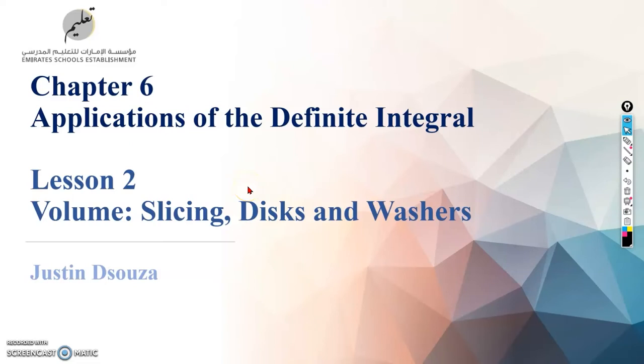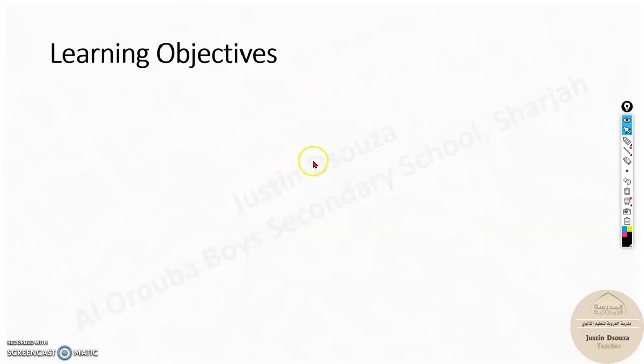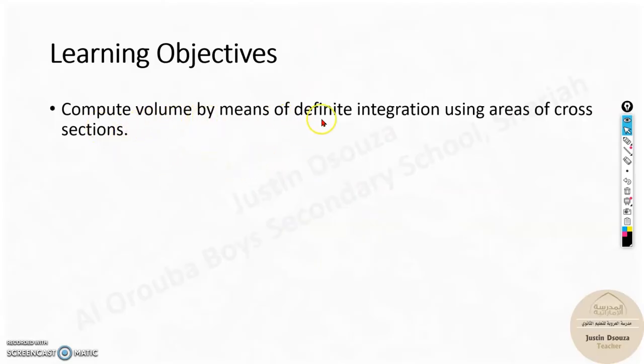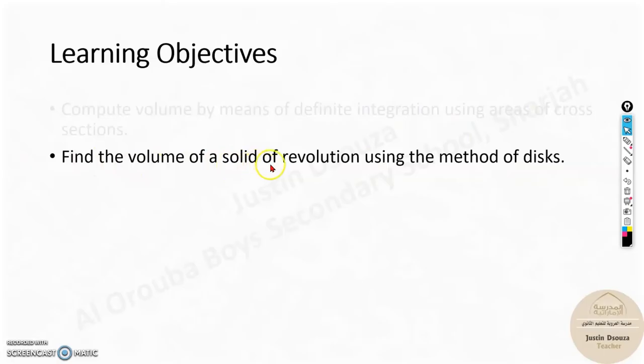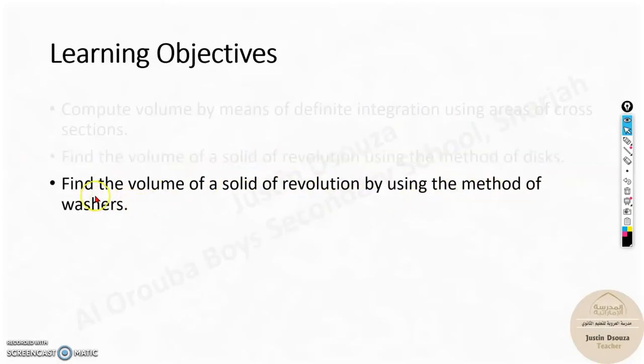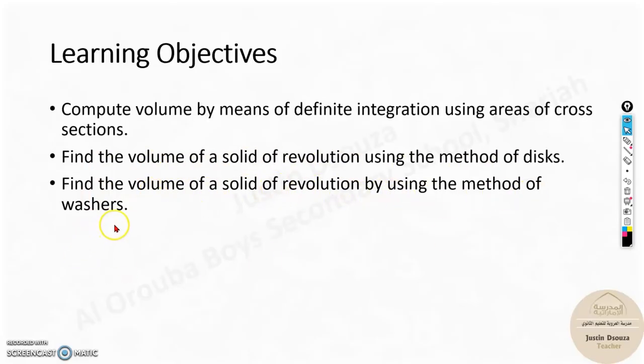The second lesson in chapter 6 is volume, slicing, discs, and washes. These are different methods we will use. The learning objectives of this lesson are: compute volume by means of definite integration using areas of cross section, find the volume of solid of revolution using the method of discs, and find the volume of solid of revolution by using the method of washes. We will go through all these different methods.